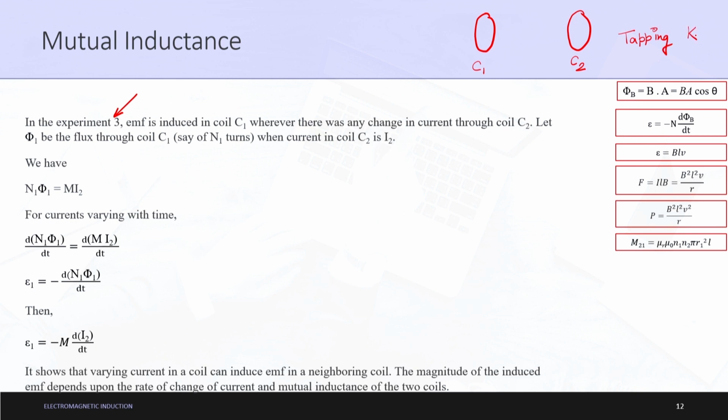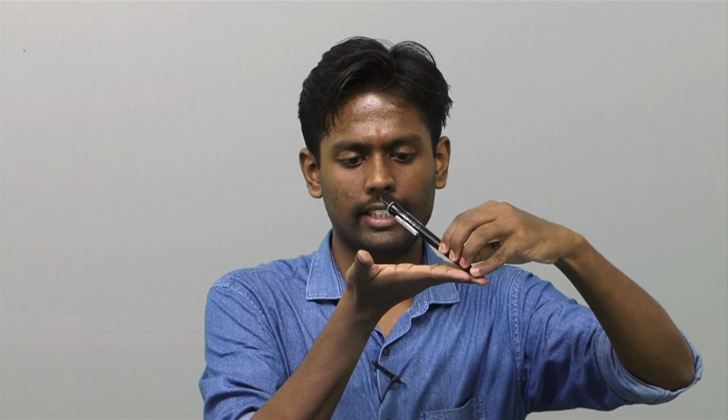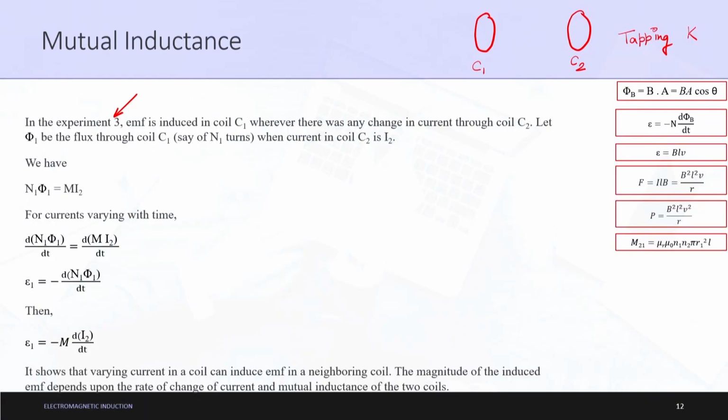What is a tapping key? A tapping key is denoted like this: when you tap it, the circuit gets completed, so the circuit gets closed and hence the current flows through the complete circuit. So the tapping key is denoted by K here. This is the denotation when we make an electric circuit. This is tapping key K. So this was the experiment.